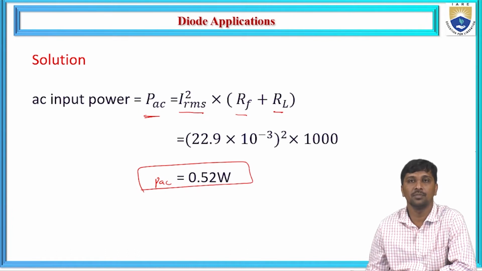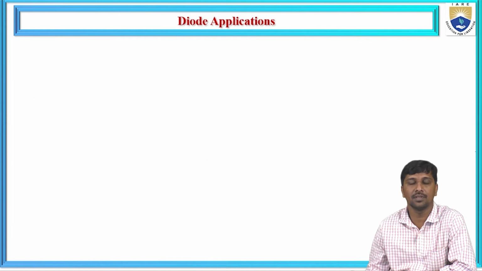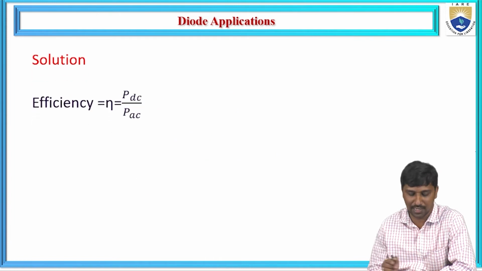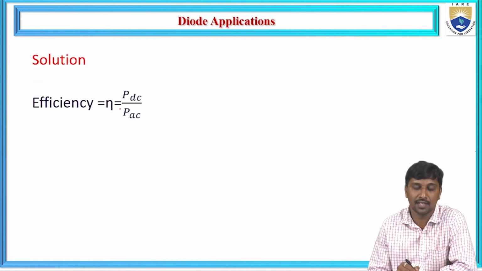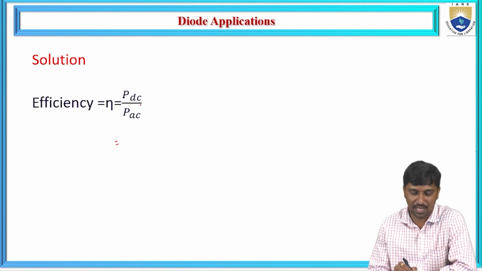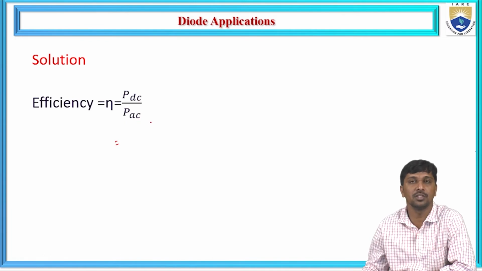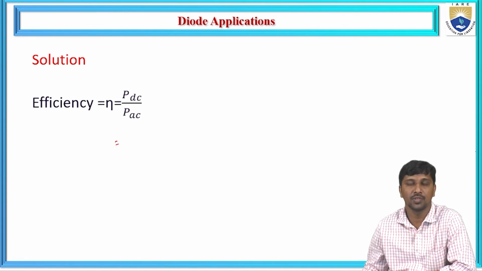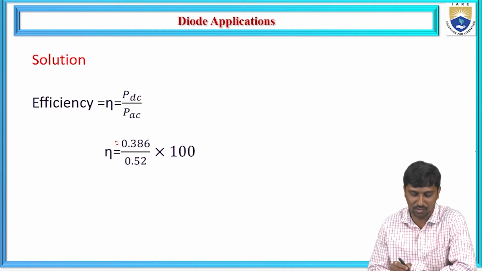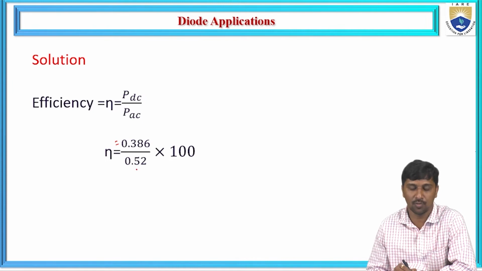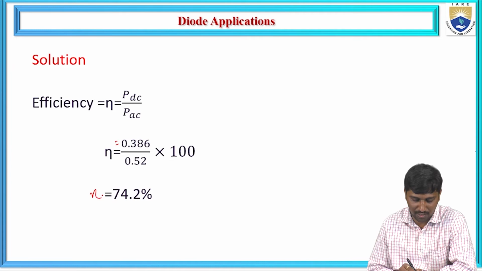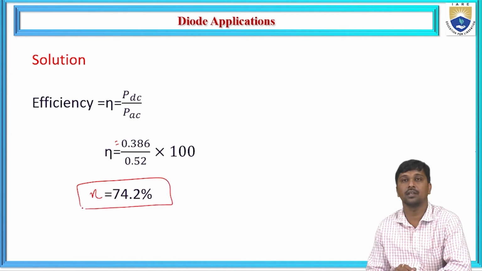So then we observe the DC power as well as the AC power. Now we need to calculate the efficiency of a rectifier, which is defined as the ratio of DC power to the AC power. Just substitute these two values to observe the efficiency. So DC power is 0.386 watts and AC power is 0.52 watts. Then the eta value is 74.2.